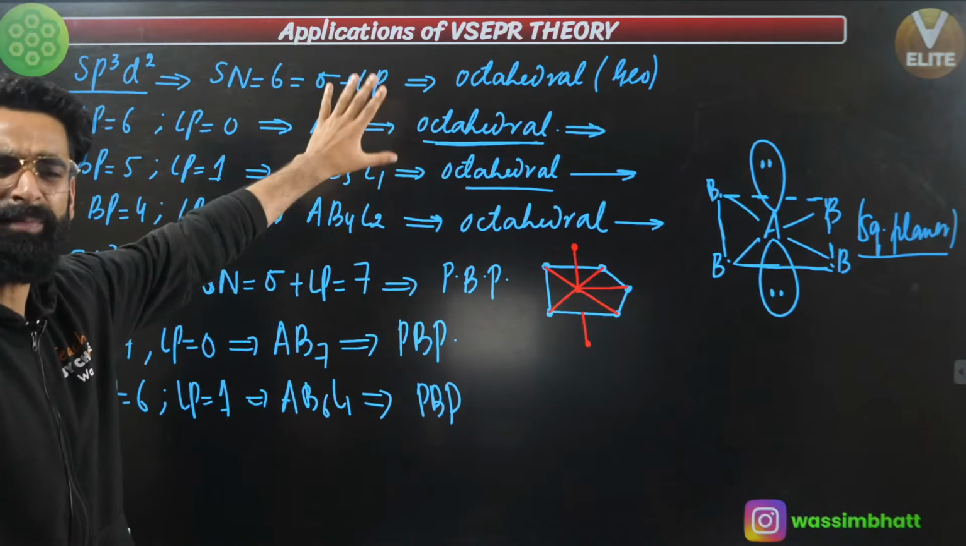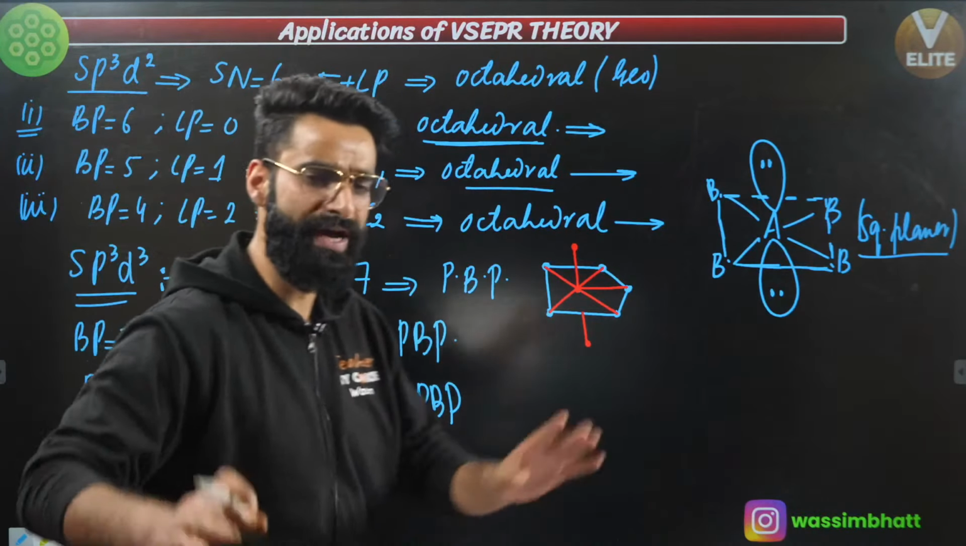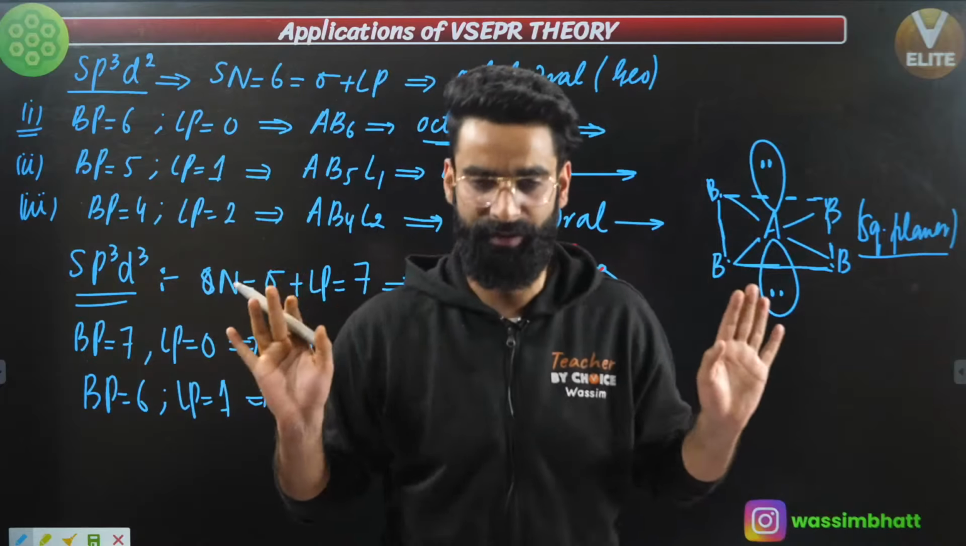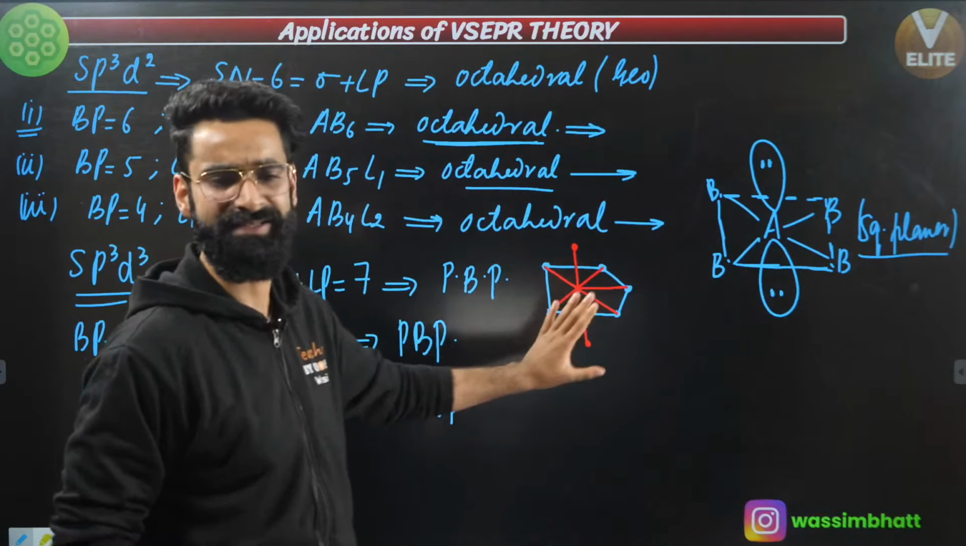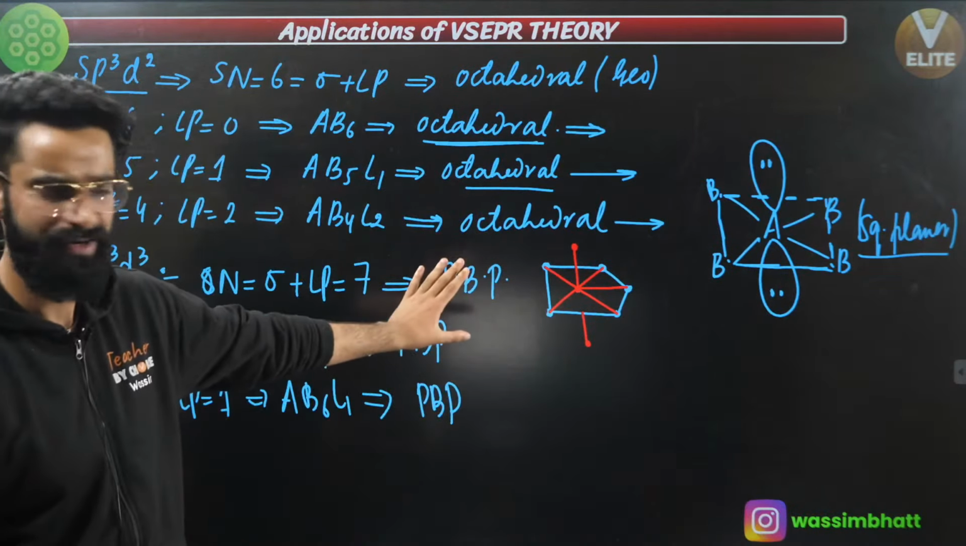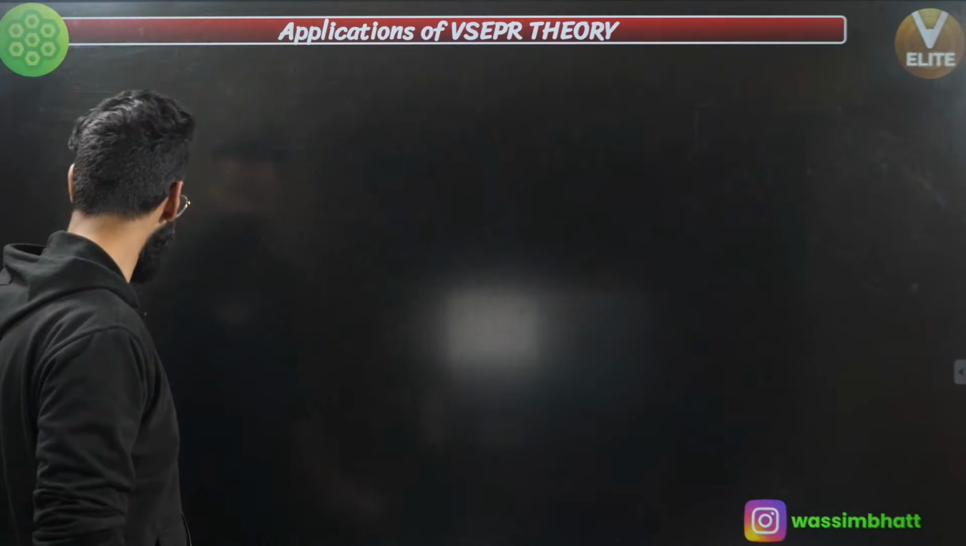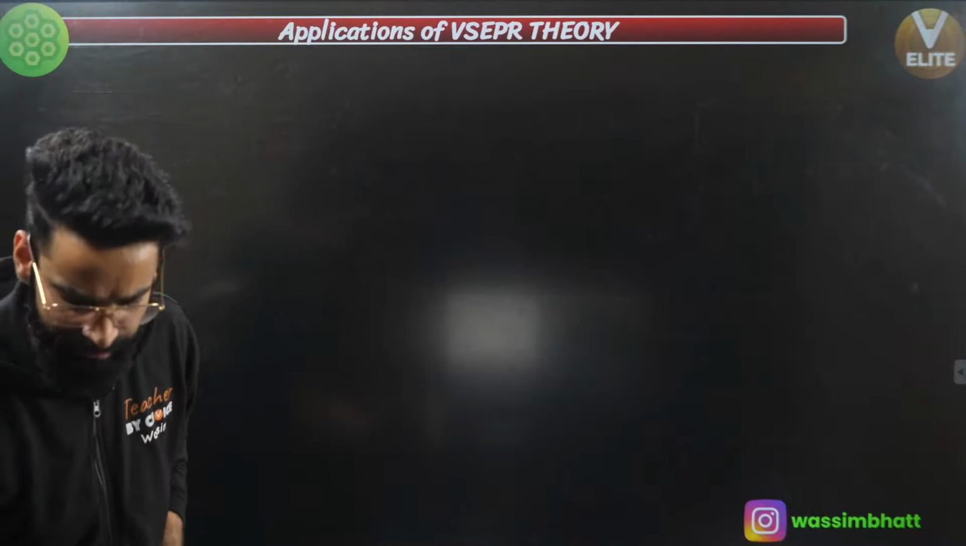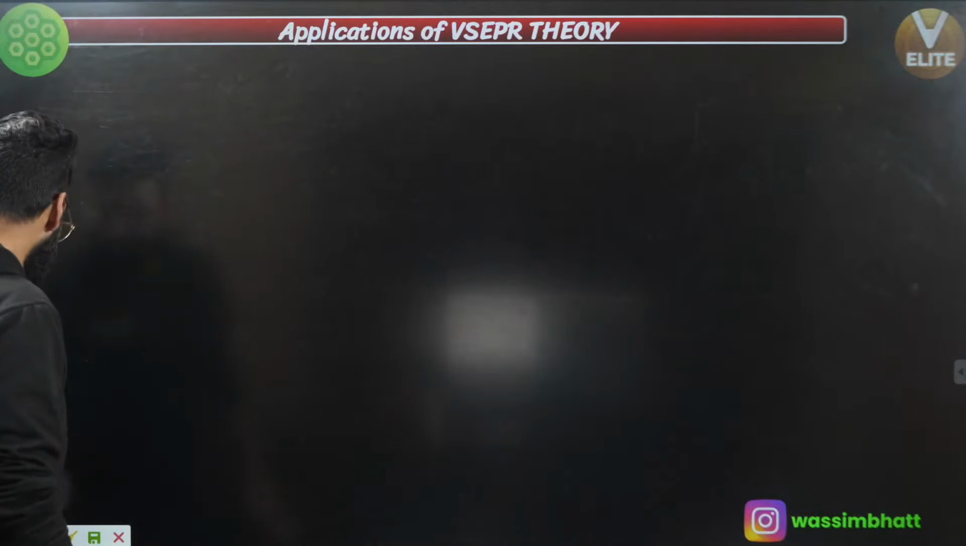Okay. Now people, I'll be giving you a few examples and you are going to let me know about their shapes and geometries. I'm sure it's clear till here, right? Now I'm going to give you a few examples, and by giving the examples, you'll let me know the geometry, hybridization, shape, everything.